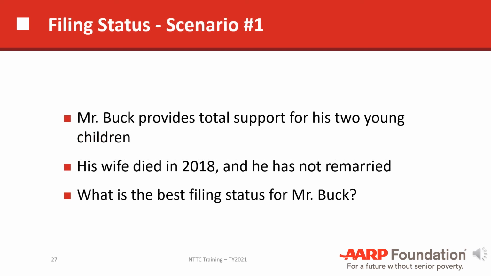Let's look at a couple of scenarios and actually go through the process of determining filing status using the resource tool, the qualifying child, qualifying relative resource tool that you all have. So here's the first scenario. Mr. Buck provides total support for his 2 young children. His wife died in 2018 and he has not remarried. What is the best filing status for Mr. Buck? So if we go to the next slide.